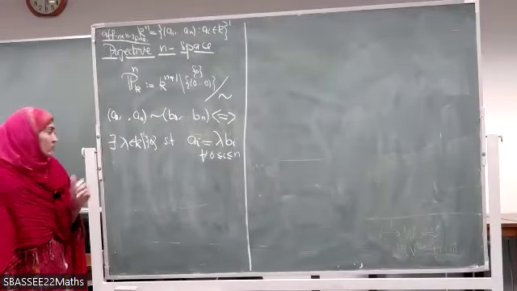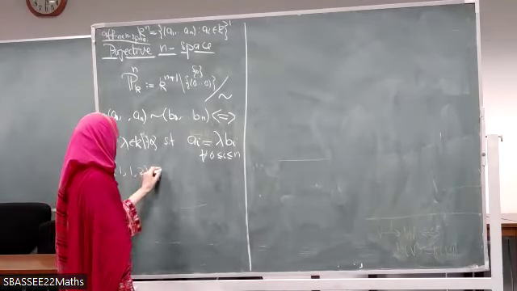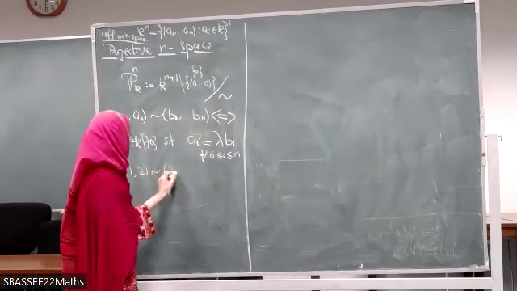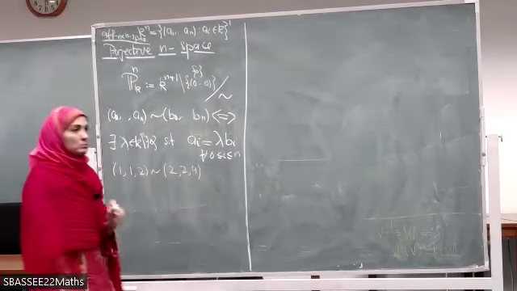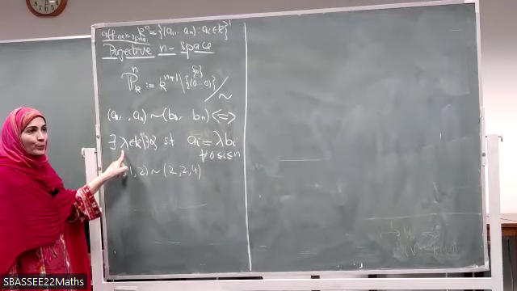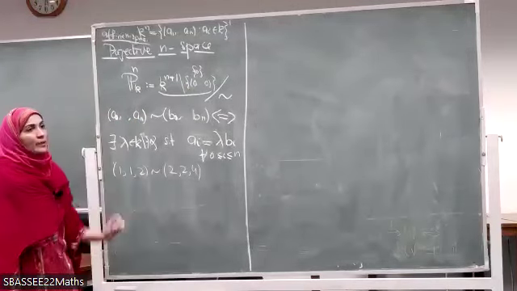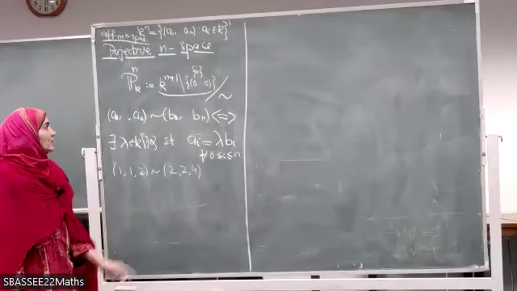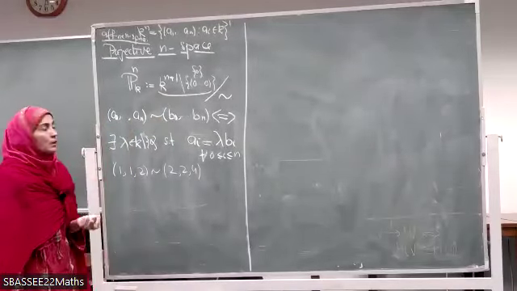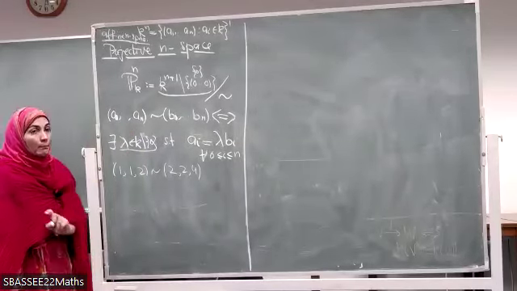For example, I will say that (1, 1, 2), if I'm considering P2, is the same as (2, 2, 4) because it's a multiple of 2. I cannot pick lambda to be 0 because then I will be out of my set, because I'm already taking out the 0, the origin. So that's why k cannot be 0. So k must be non-zero.